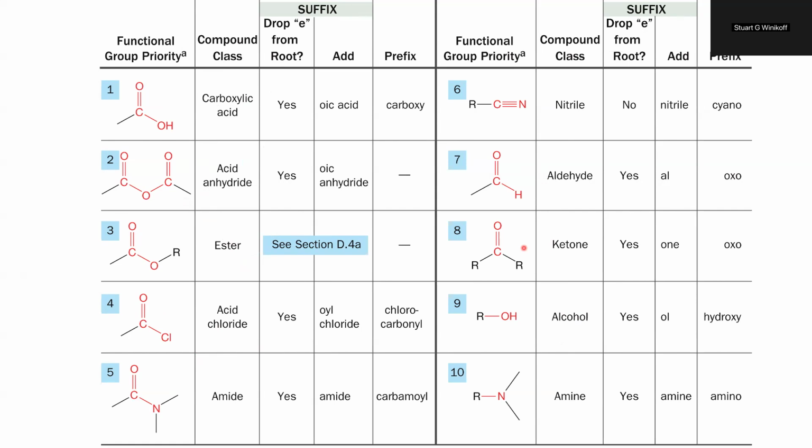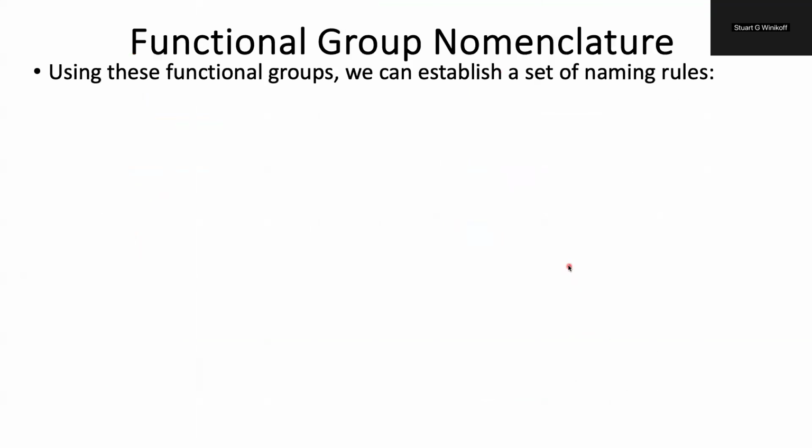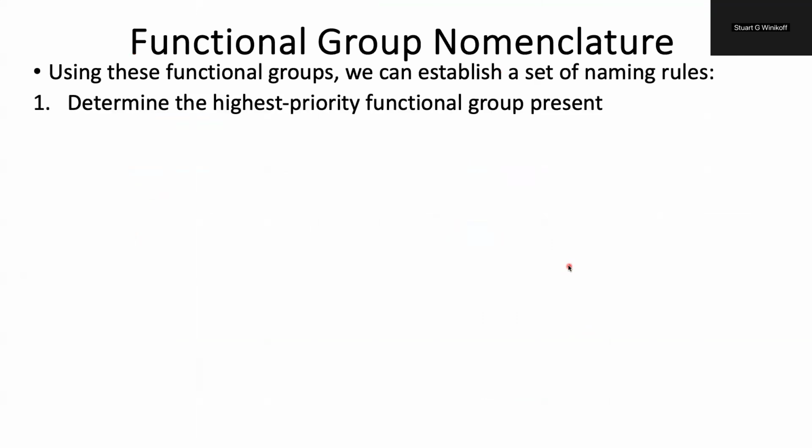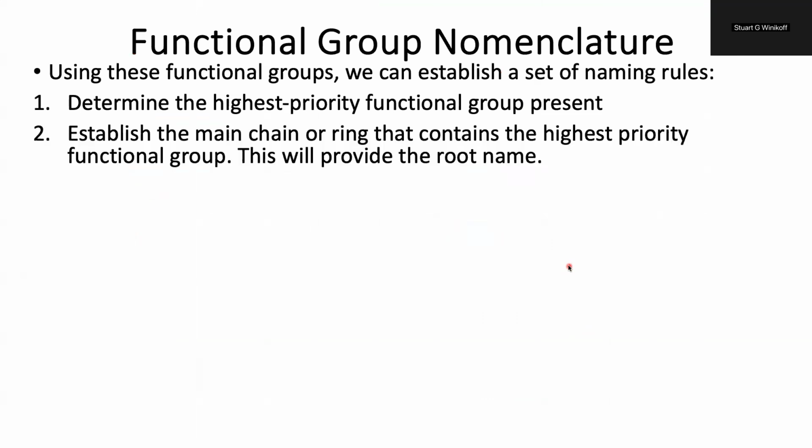Today we're going to illustrate how these rules can be applied to alcohols and amines. And then next time, we're going to continue from ketones and aldehydes right on up. When we use these suffixes, we need a slightly different set of naming rules. The first thing you need to do is determine which of your functional groups has the highest priority, as that's going to set our suffix.